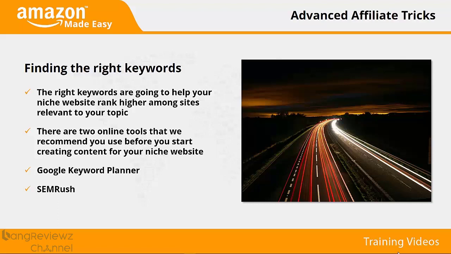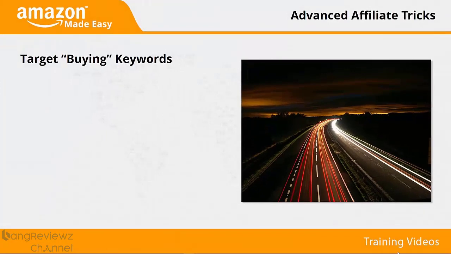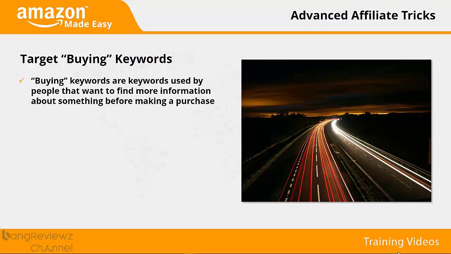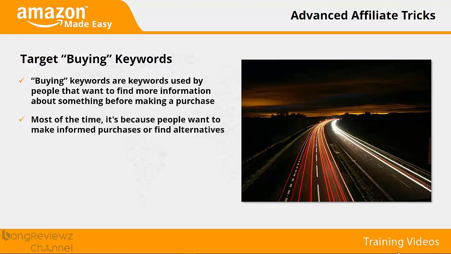SEMrush. Use SEMrush to get a lot of information relevant to your keyword, such as info on organic search, paid search, trends, and related keywords. Target buying keywords. Buying keywords are keywords used by people that want to find more information about something before making a purchase. This can happen for a variety of reasons. Most of the time, it's because people want to make informed purchases or find alternatives. A lot of times, it's a simple form of building anticipation before making a purchase.